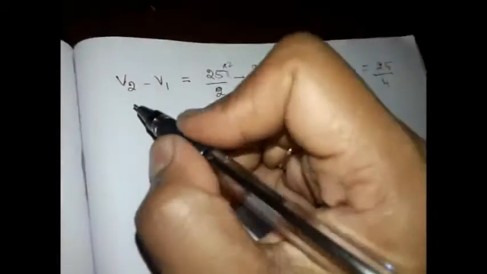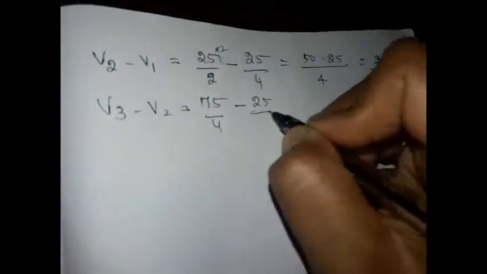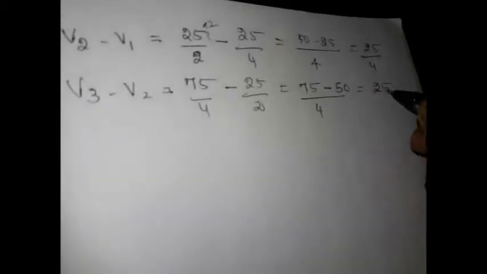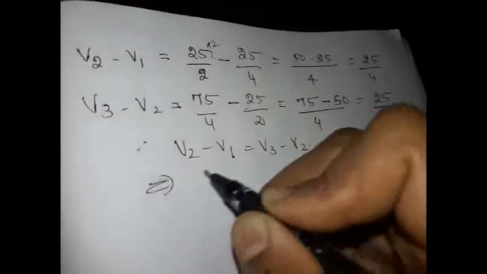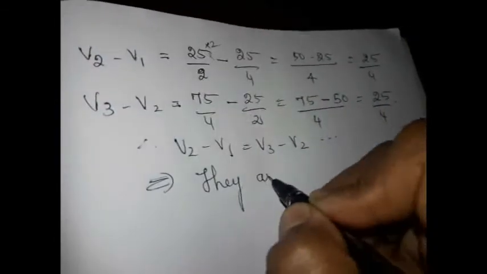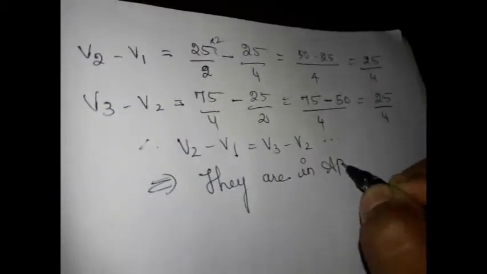Now let us find what is V3 minus V2. V3 is 75 by 4 minus V2 is 25 by 2. So 4 is going to be your LCM, 75 minus 25 into 2, which is 50. So it is again 25 by 4. Therefore V2 minus V1 equals V3 minus V2 and so on. So this implies they are in AP. Right? They form an AP.